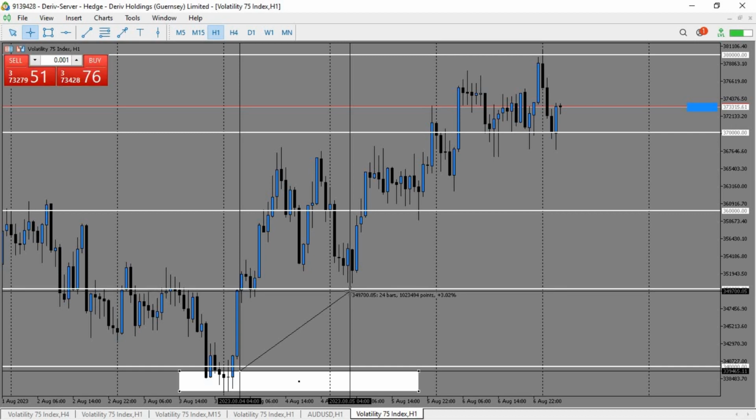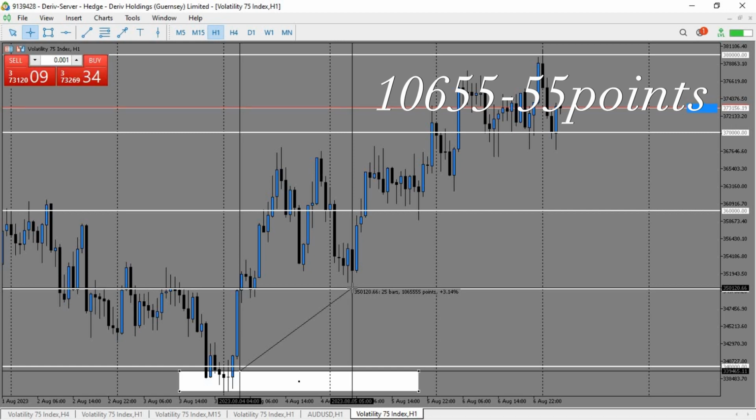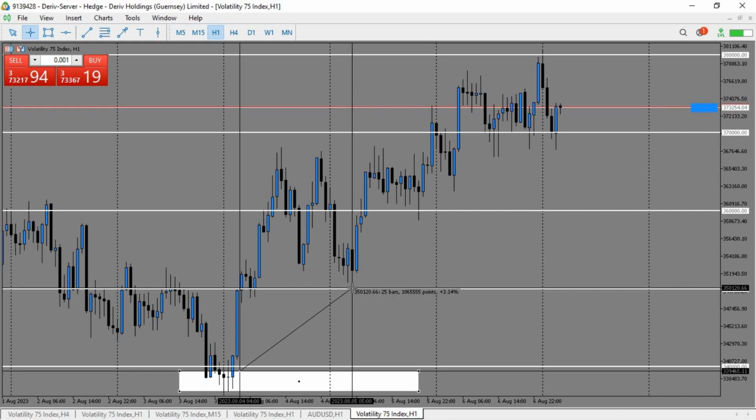If you don't know how to calculate pips on MT5 PC, this is how you do it. Notice the points. You minus the last two digits of the points, and then you have 10,655. Okay, that is how you calculate pips on VIX 75. Usually on the smartphone, you would see a point before the last two digits, but on the PC, I don't know why they did not put any point there, but this is how you do it.